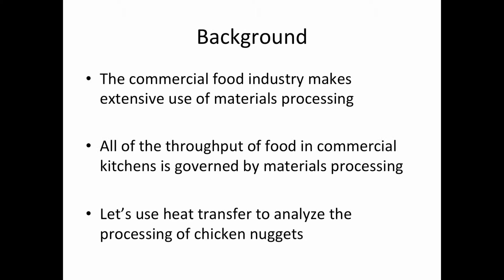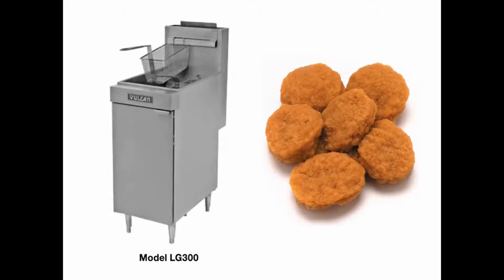So, although you may not know it, one area where materials processing is used extensively is in the commercial food industry. And really any industrial scale or even restaurant scale food operation needs to know a lot about heat transfer processing. So today we're going to use heat transfer to analyze the deep frying of chicken nuggets. So here's some chicken nuggets, here's a deep fryer.